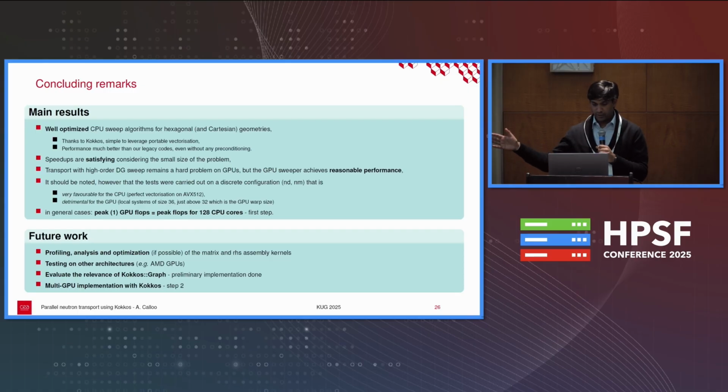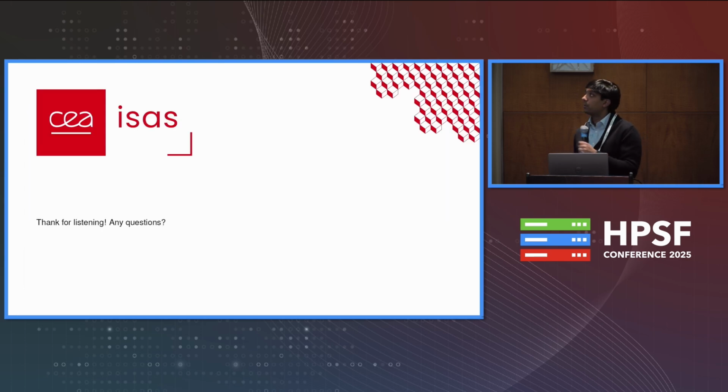As I was saying, the general case we have here is that one GPU has the same amount of flops as 128 cores. The next steps for us, this was the first step. The next step is testing the multi-GPU implementation, testing what has been done by Roma, with the Kokkos Graph implementation on the other side, and also testing more architectures we didn't have time to test, like AMD. I think that's all for me. Thank you.